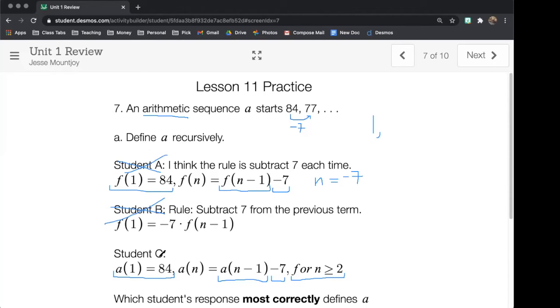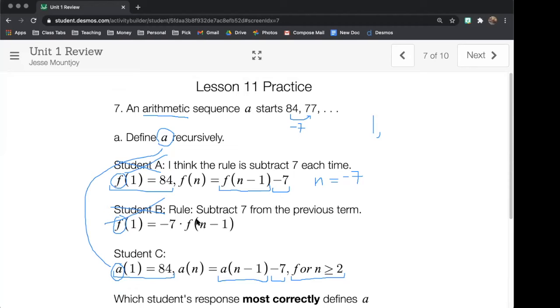Another thing that student C did that I liked is, the problem says define A recursively. And these two students define functions called f. But student C defined their function also matching what the problem said, calling it function A. So they did it most correctly. Okay. So again, what did they do correctly? I'm not going to write it out. You can just check your work with me, but they correctly identified the starting term. They correctly identified the rule of subtracting 7 each time, and they had the right domain.